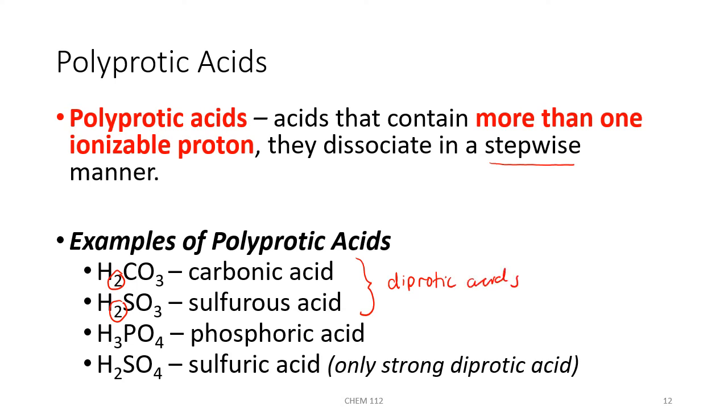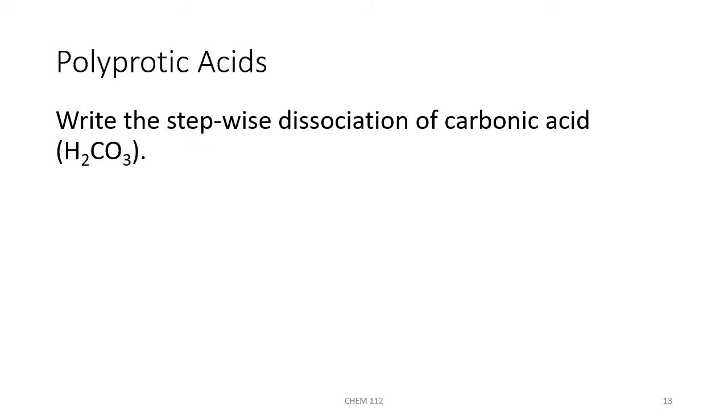H3PO4, phosphoric acid, has 3 ionizable protons. This is called a triprotic acid. And the only strong acid that is a diprotic acid is sulfuric acid, H2SO4. Sulfuric acid has 2 protons that it could give off. When a polyprotic acid loses its protons, it's going to lose them in a stepwise manner.